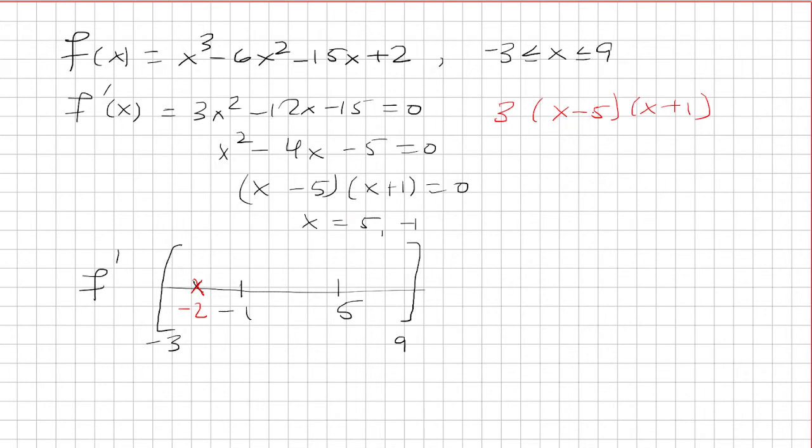So -2 minus 5 is negative. -2 plus 1 is negative. Negative times a negative gives me a positive. Now we're going to plug in 0. We get a negative times a positive, which is a negative. And if I plug in a number greater than 5, let's say 6, we get a positive.